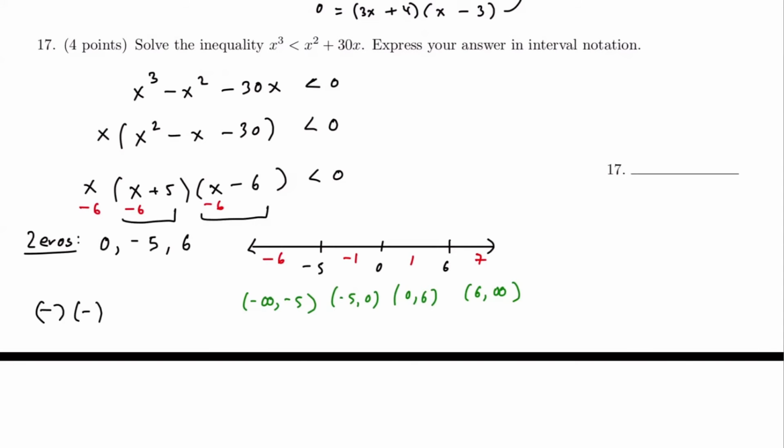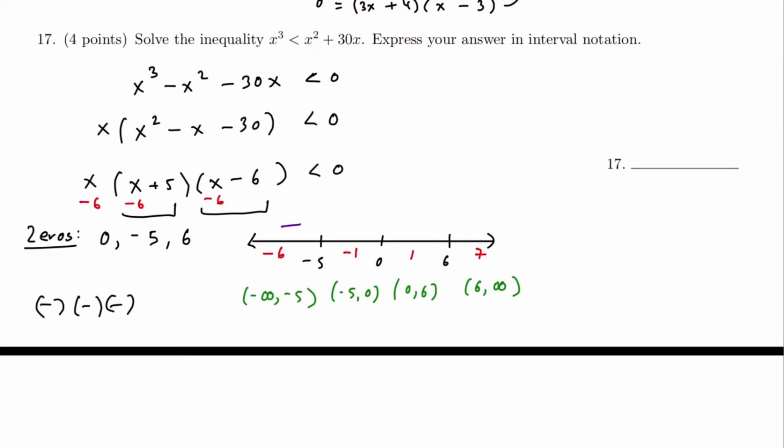Negative 6 minus 6, that's also a negative value. So with 3 negative values, the result is negative. So in this interval, we get a negative value, so I'll put a negative sign. Then you do the same thing for the next interval.